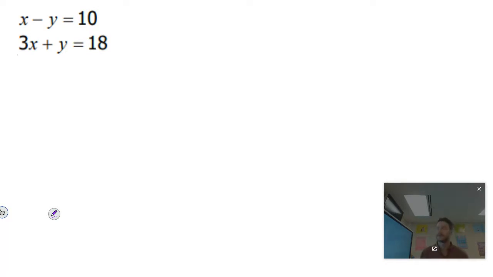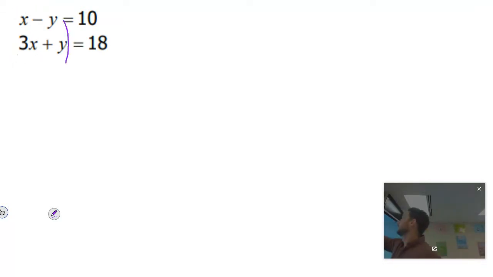Okay, so example number 2, it says x minus y is equal to 10, and then on the bottom I have 3x plus y is equal to 18. Great. So if we look here, if I added x and 3x, well, I'd get 4x. That's not that cool.